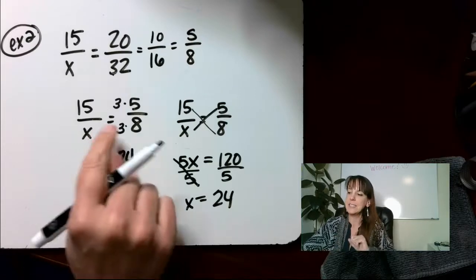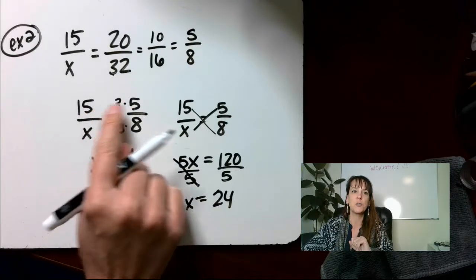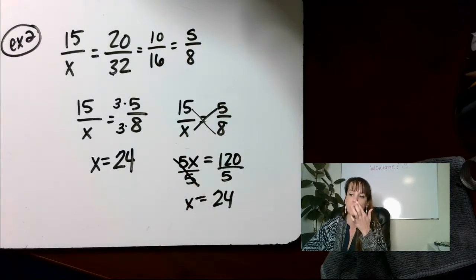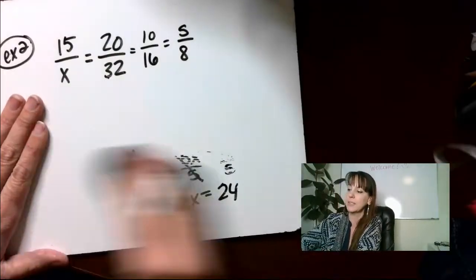Now, with that said, this method is nice and convenient when we have two things that go into each other evenly. When we have a situation where they do not go into each other evenly, that's when you've got to use this cross multiplication, okay? So it's good that you know both methods.